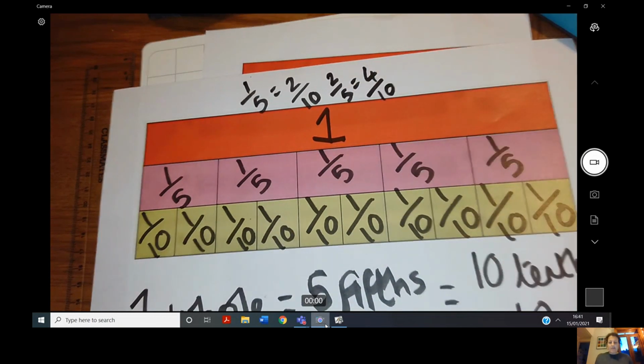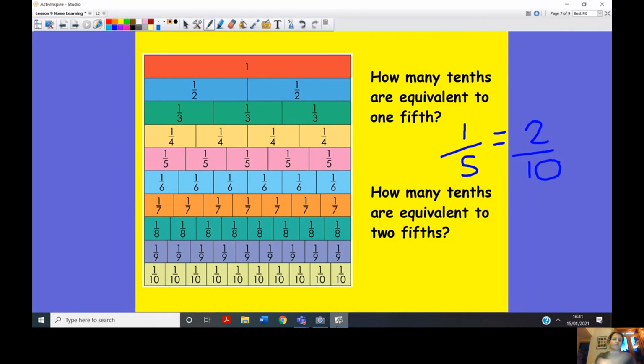And you can see it exactly the same on our fraction wall. So here we've got our fifths and our tenths. So how many tenths are equivalent to 2/5? We are going to be finding here our 2/5. 1, 2, that's 2/5. So let's go down with our highlighter. And you can see the number of tenths is 1, 2, 3, 4, as we saw just there. 2/5 is equal to 4/10.